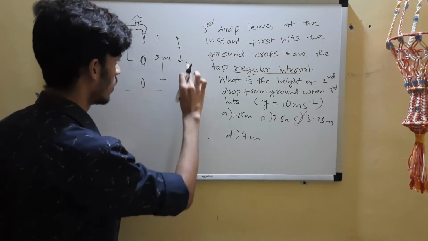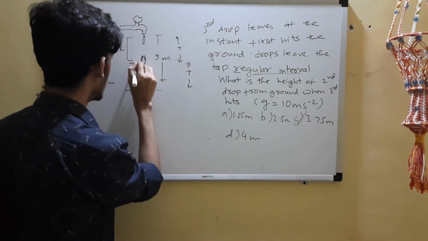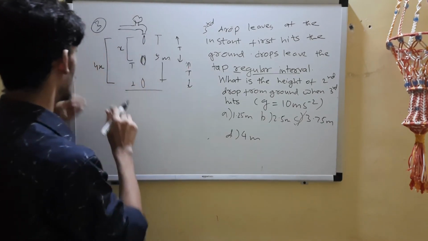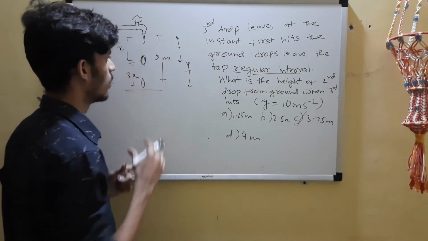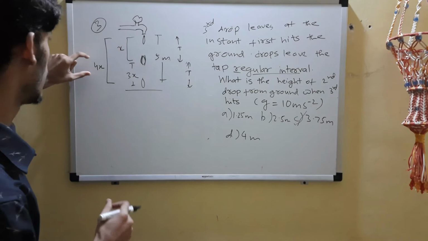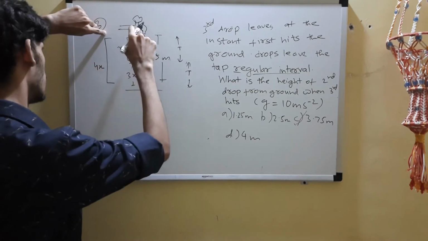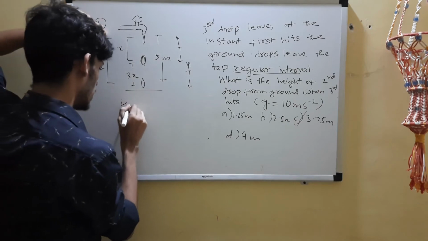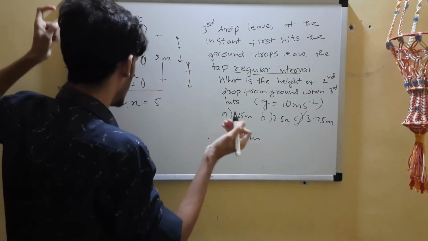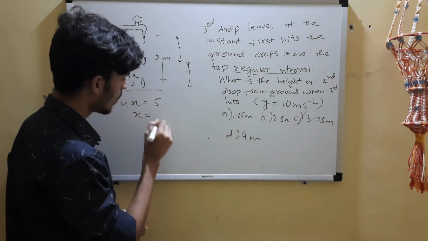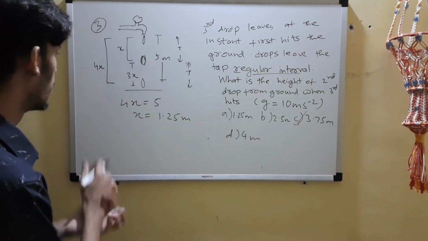What do they want? They want this distance, right? So 4x minus x, 3x. So they want 3x, but first find x. You can see that 4x is from the tap to the ground, which is 5 meters. Tap is at a height of 5 meters. So x is 5 by 4, which is 1.25 meters. Okay, you can compute that.